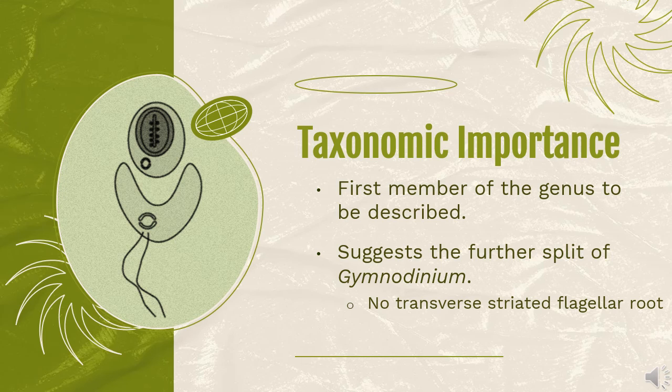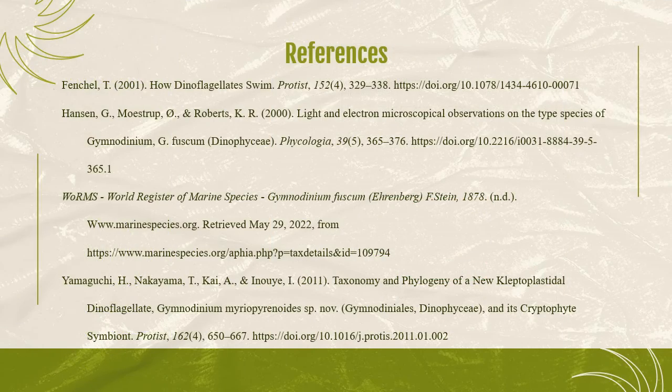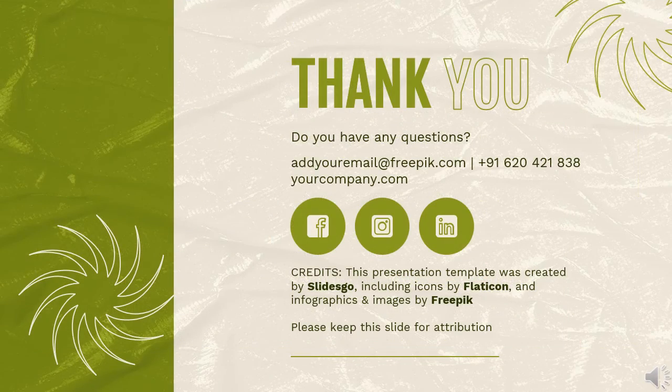Together with another unusual feature, which is the absence of striated collars around the flagellar canals, Hansen et al. suggest a phylogenetically more isolated position for this species. So here it is again, in case you forgot. So that's all for my presentation. Thank you for listening.